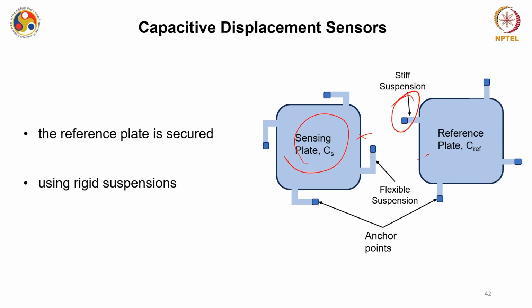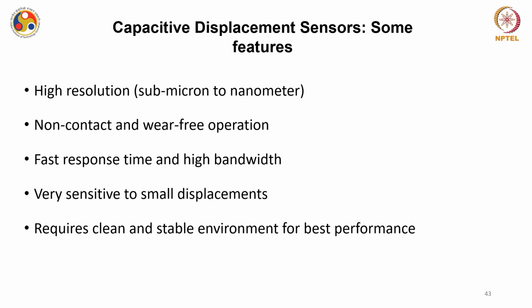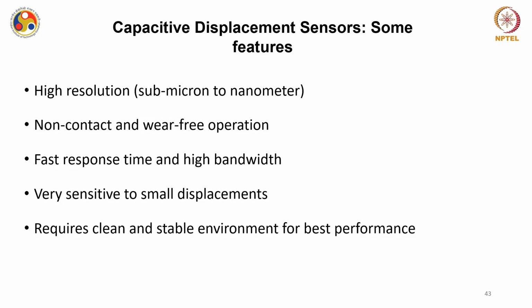So these kinds of devices are very important for measurement of micrometer-level displacement. These capacitive sensors usually have very high resolution, and micron or nanometer resolution is possible. These devices are non-contact and mostly wear-free operation is possible. They have fast response time and higher bandwidth is associated with the operation. They are very sensitive to small displacement and have very high sensitivity.